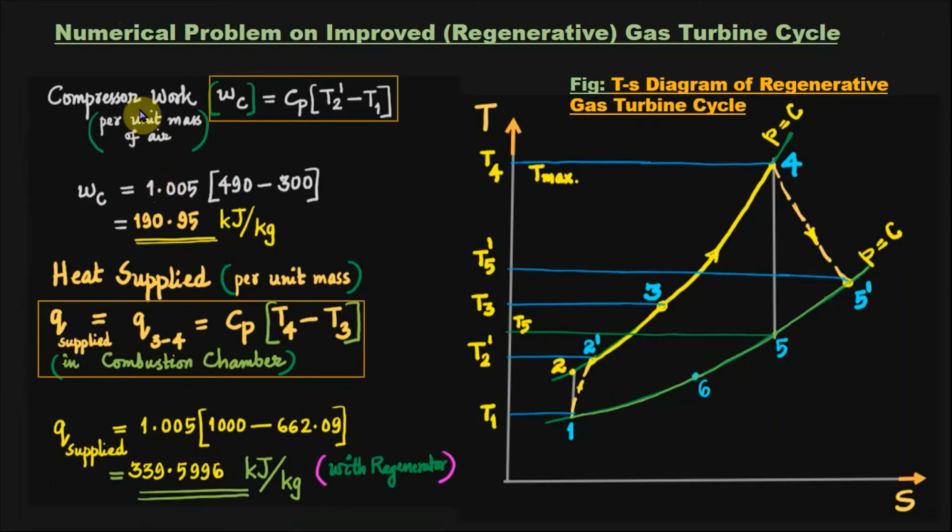Now the compressor work we will evaluate, compressor work per unit mass of air. So W compressor is equal to Cp of air into (T2 dash - T1). Cp of air is 1.005, T2 dash is 490 Kelvin, minus T1, the ambient temperature 300 Kelvin at the compressor inlet. If you operate this, you will get the specific work done on the compressor as 190.95 kilojoule per kilogram. Now what is the heat supplied per unit mass in the combustion chamber?